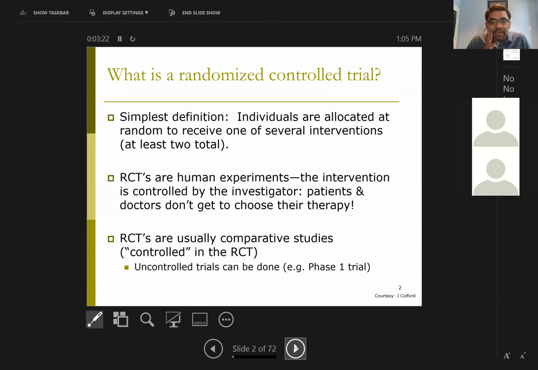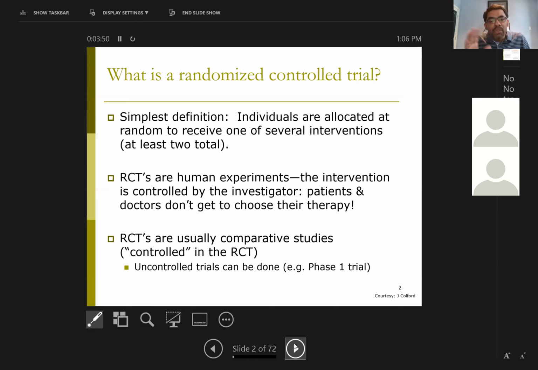Treating doctors, whoever is treating the patients, they don't get to pick. They can't tell the investigator, you know, I like my patient, put him or her in the drug arm and not the placebo arm. No such things are allowed. Neither the patient, nor the treating doctor, nor the treating nurse, nobody gets to decide who gets what, right? Protecting that is fundamental in a randomized controlled trial.